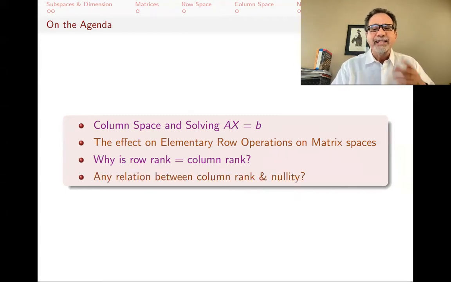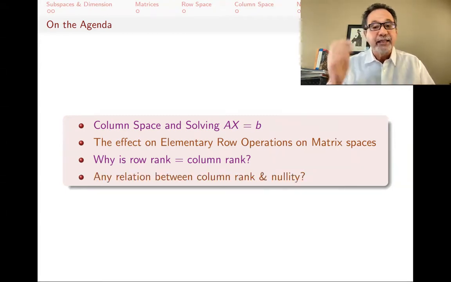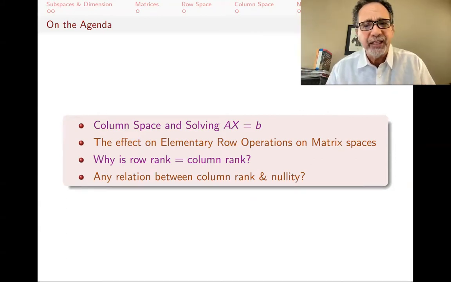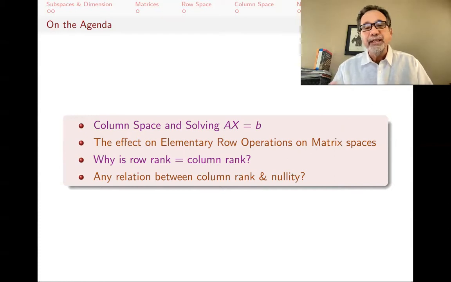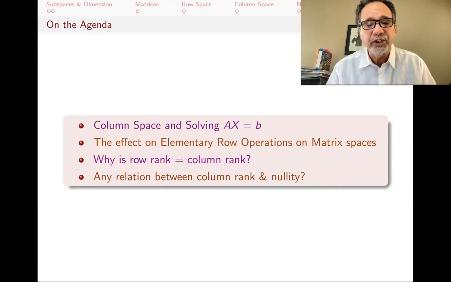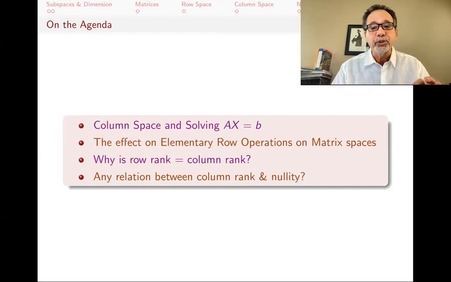And finally, I said that the column rank is the same as the row rank. We were going to prove that. And I said that the column rank doesn't have to be the same as the nullity. But not being the same is not the same as not having any relationship. Is there any relationship between the two? And the answer to that is yes. That's a more subtle relationship, but a very important one, that will also be the subject of something called the dimension theorem. This is the end of this lecture.